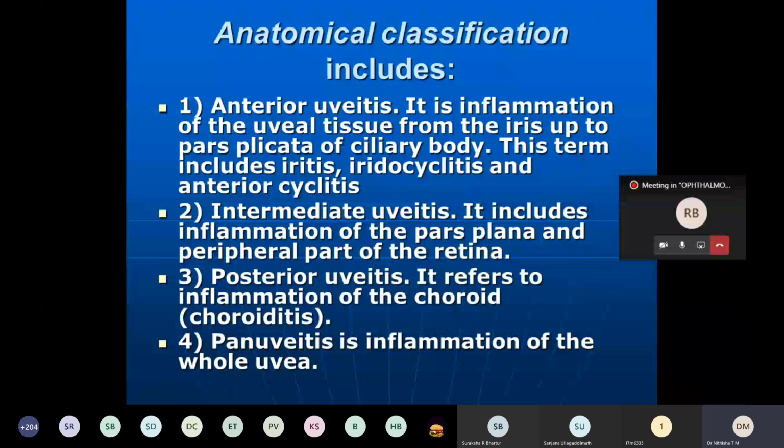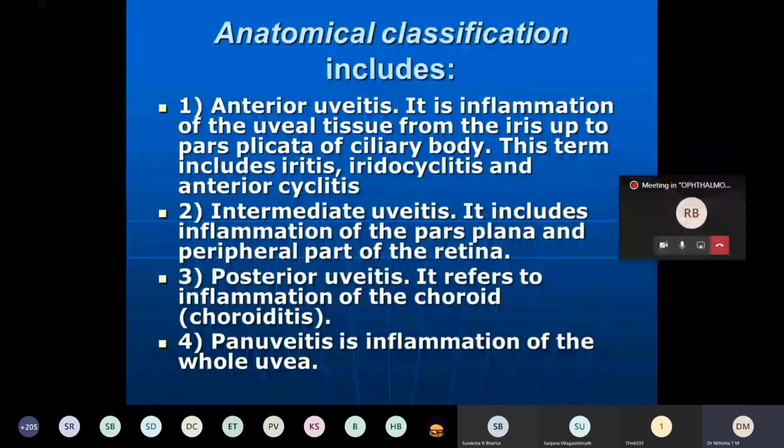Second is intermediate uveitis. It includes inflammation of the pars plana and the peripheral part of the retina. Posterior uveitis is inflammation of the choroid. When only the choroid is involved, it is called choroiditis. What is panuveitis then? Panuveitis is inflammation of all the layers: iris, ciliary body and choroid. When the whole uvea is involved, it is called panuveitis.